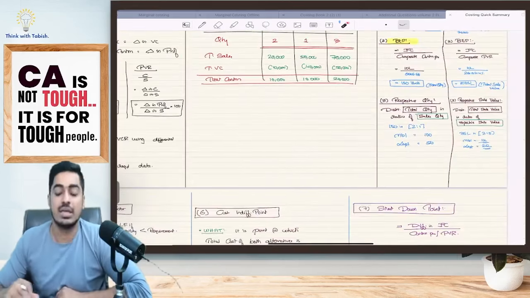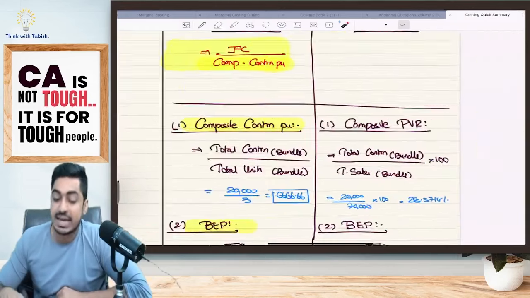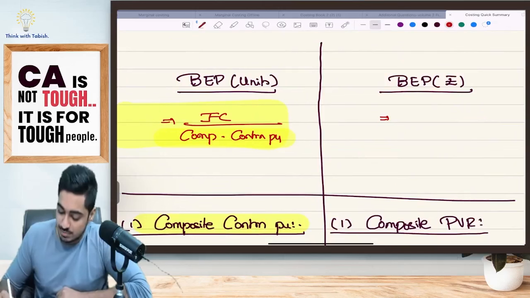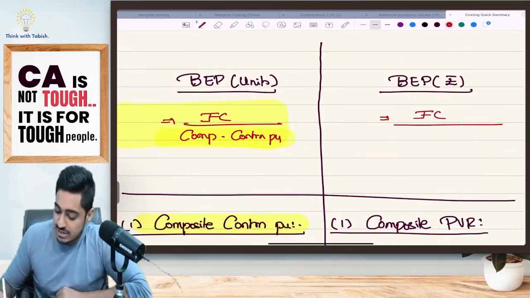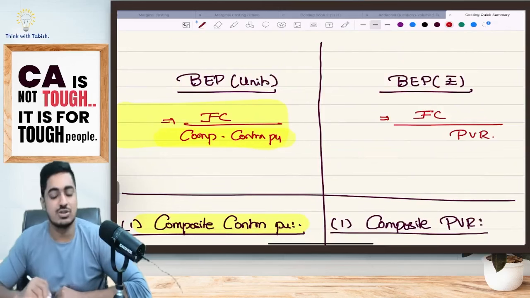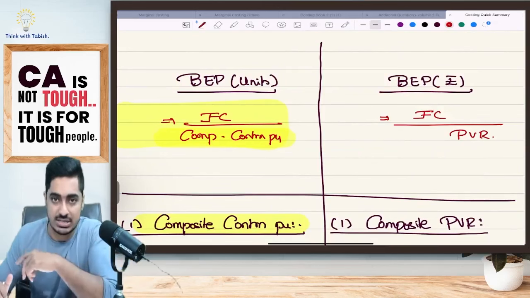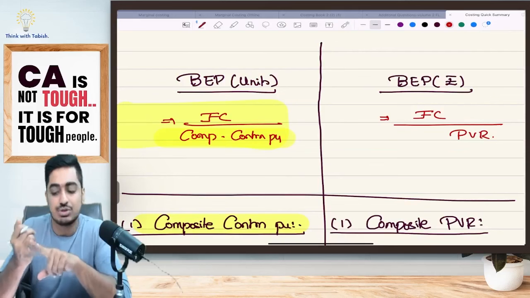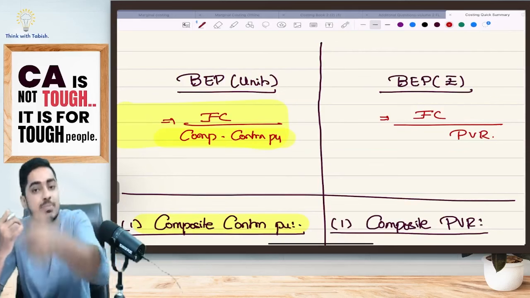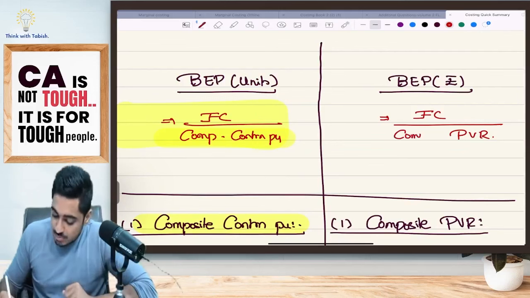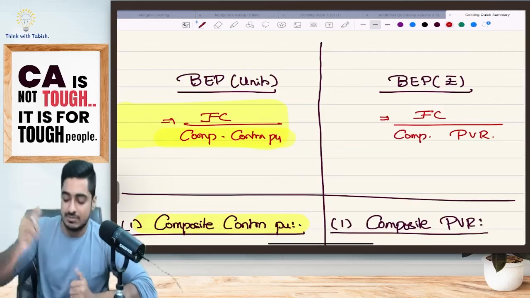Simple. Okay. Now, if I have to calculate BEP directly in terms of rupees, tell me the simple formula. What is BEP in terms of rupees? It is fixed cost divided by PV ratio. Yes or no? Yes. But when I'm selling multiple products, which PV ratio should I consider? Should I consider it for mobile? Should I consider it for laptop? Or should I consider it for the bundle as a whole? Sir, I want it for the bundle as a whole. That means I want my composite PV ratio. Yes or no, everyone? Yes, sir.